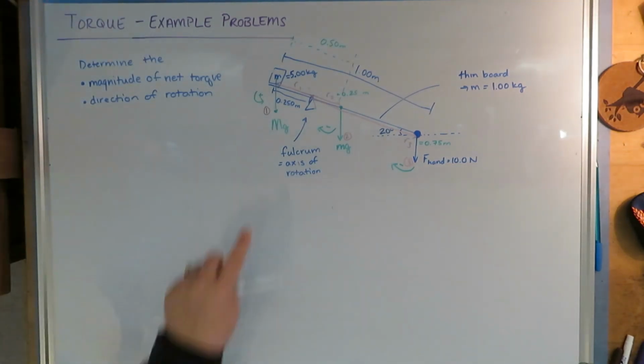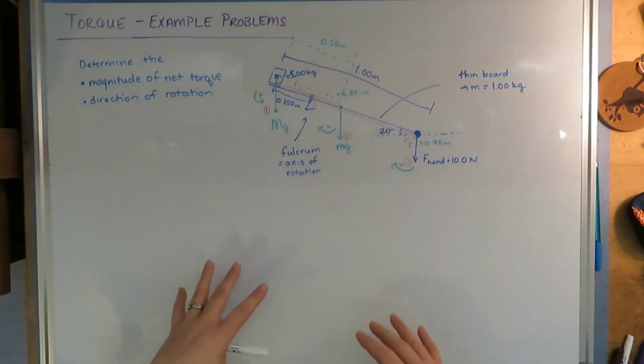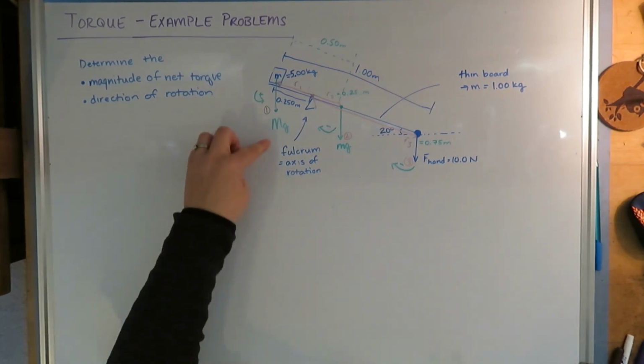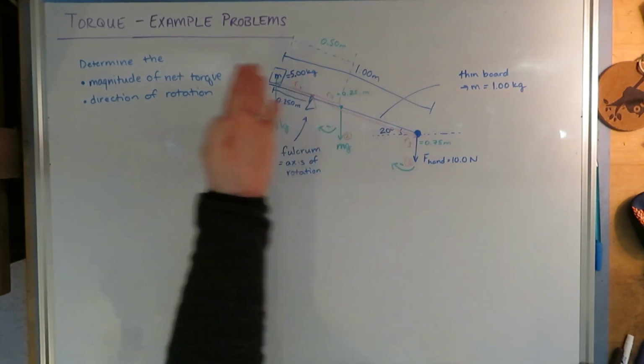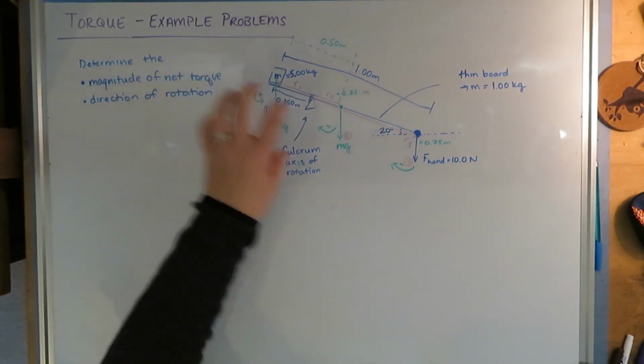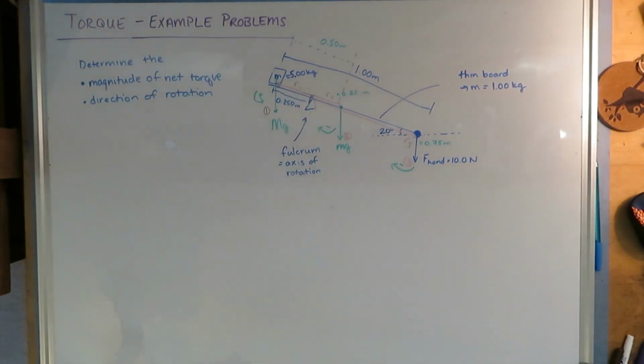So even though all three of these forces are pointing downward on the board, they are actually causing different torques because the torque depends on the direction relative to that axis.